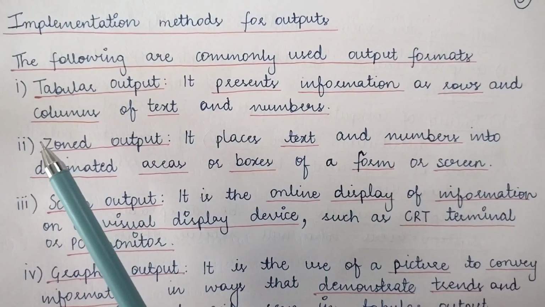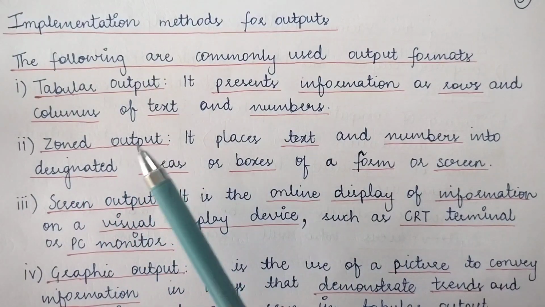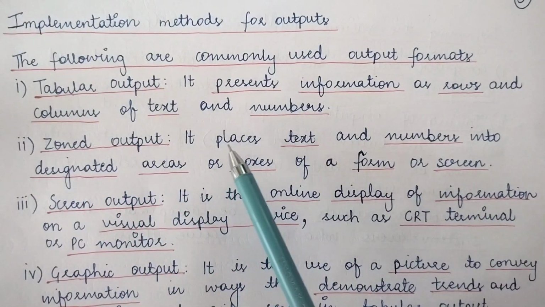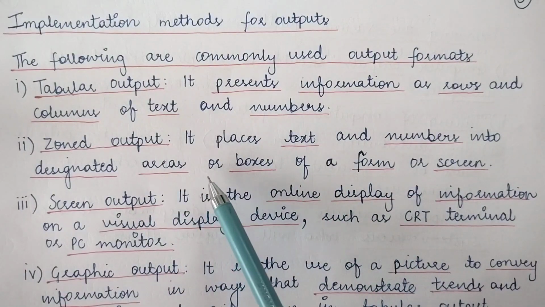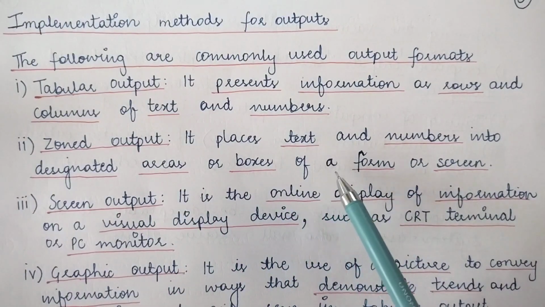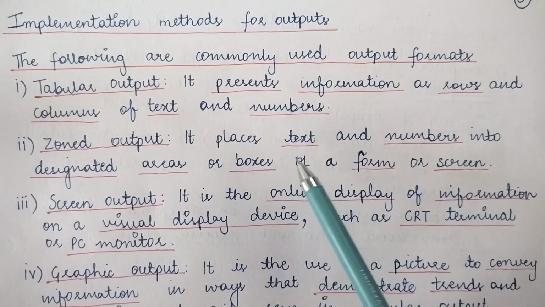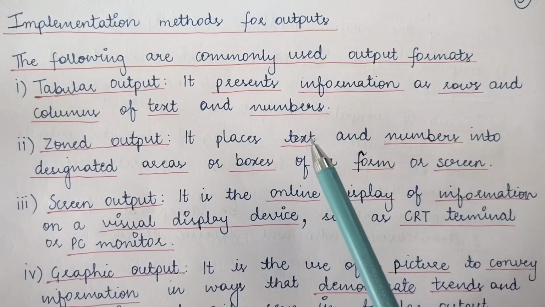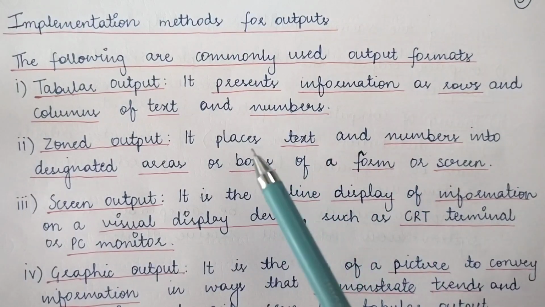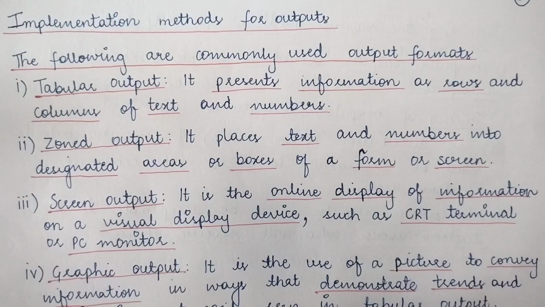Then the second format for output is zoned output. In this format, it places text and numbers into designated areas or boxes of a form or screen. So basically there is a form or screen and there are designated areas or boxes in which the output is placed in the form of text and numbers, hence the name zoned output.